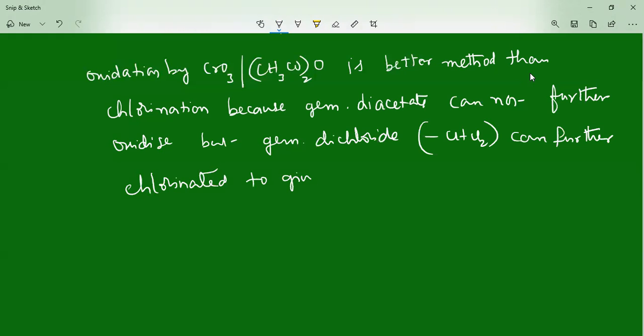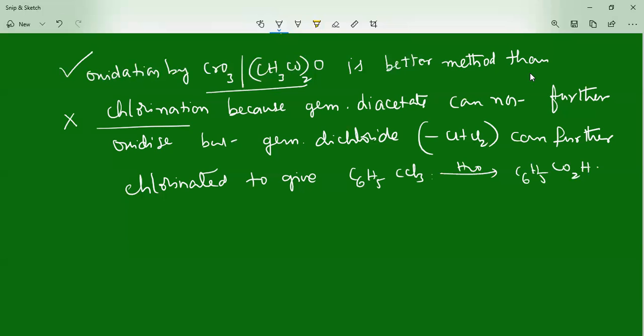That is said to be giving a benzene related compound, C6H5CCl3. So what is the problem with this one is, if it further undergoes hydrolysis, we will be getting benzoic acid, that is C6H5CO2H. This is the problem we are going to face when we prepare benzaldehyde using this chlorination process. So the chlorination process is not suggested. Oxidation by CrO3 in the presence of acetic anhydride solvent is suggested.